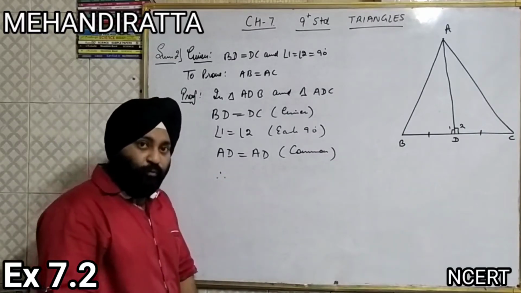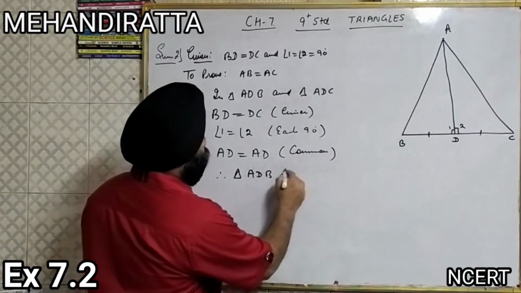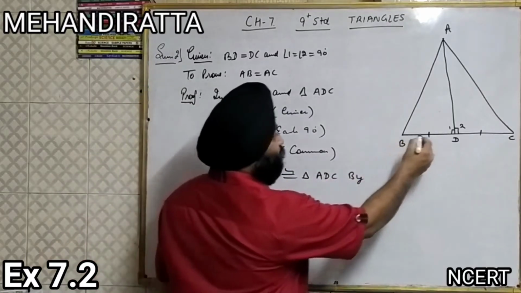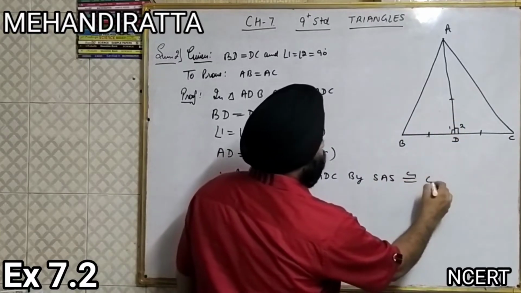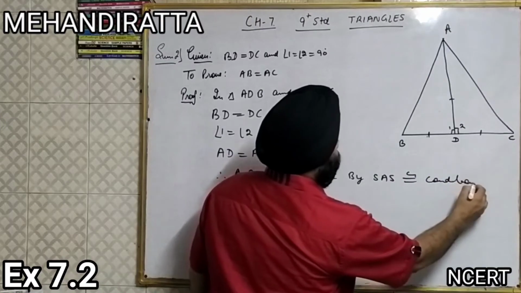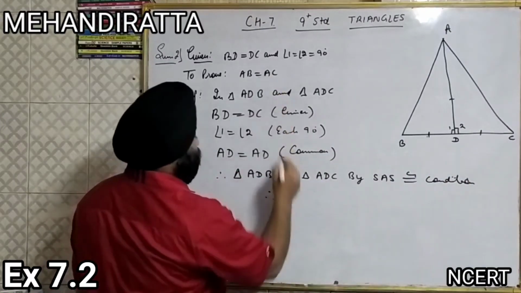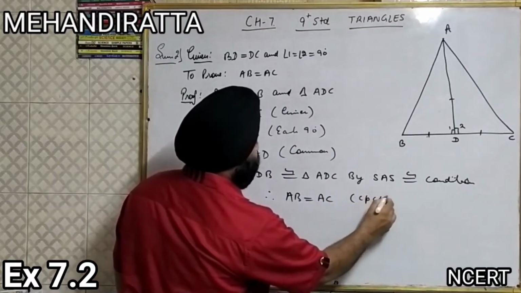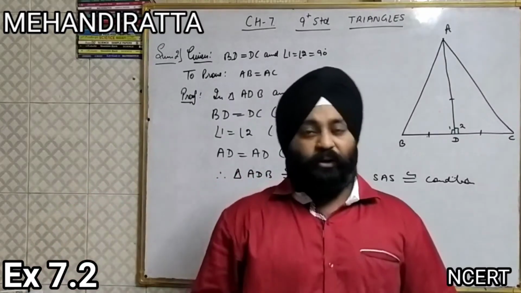Therefore triangle ADB is congruent to triangle ADC by SAS congruence condition. If the triangles are congruent, therefore we can say AB equals AC. Why? CPCT, corresponding parts of congruent triangles.